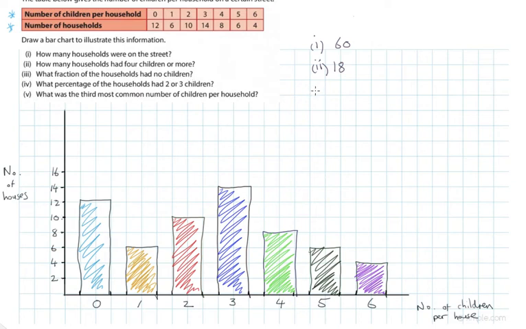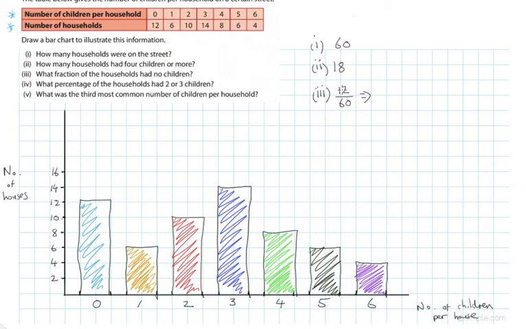Okay, so to do this, we need to look at how many houses had no kids. Well, we can see easily, no kids. Those 12 houses with no kids. But we want to express that as a fraction of the total number of houses. So that's 12 over 60. Now, you'd get most of the marks for doing this, but you would get all the marks for simplifying it. So we need to simplify this.